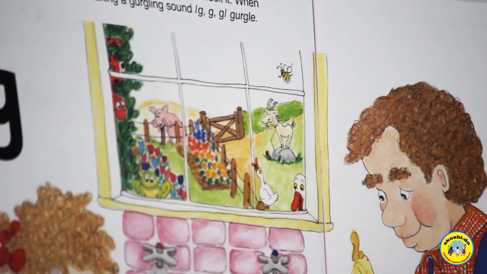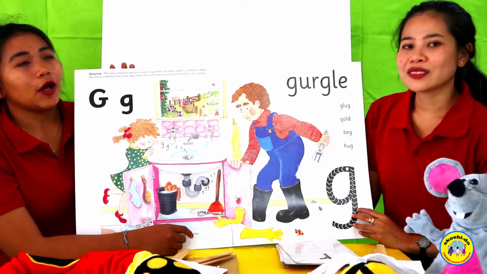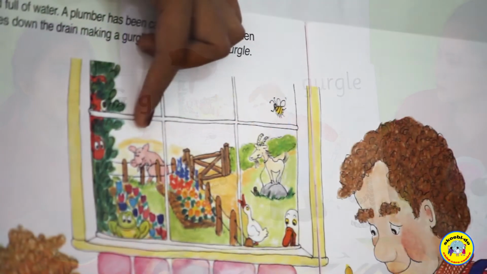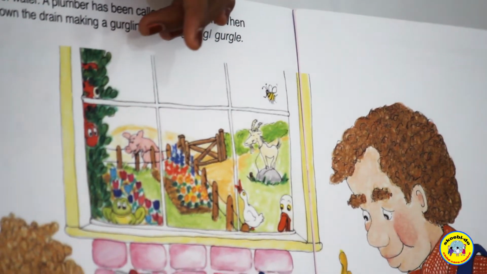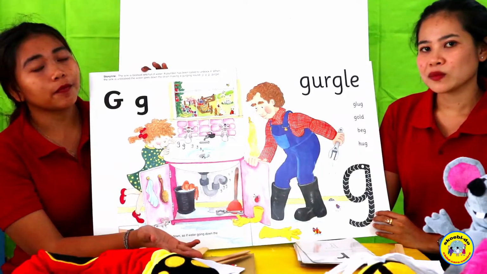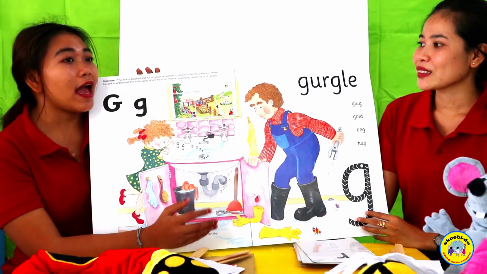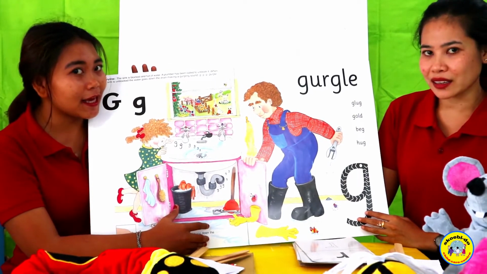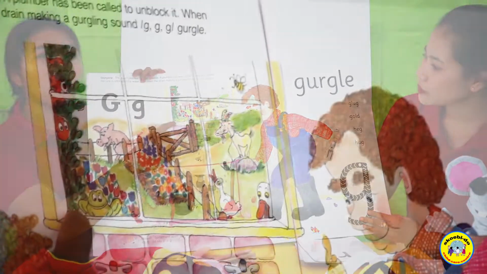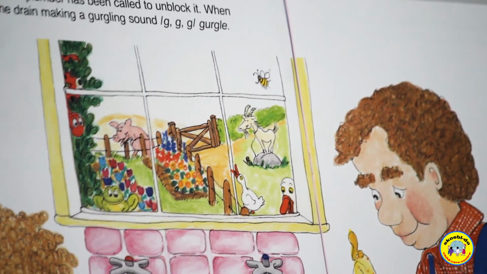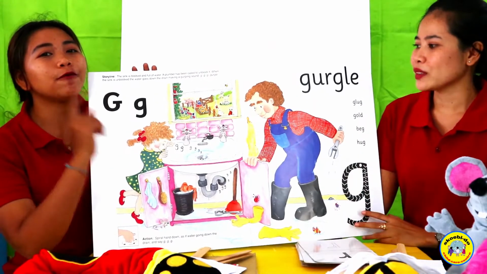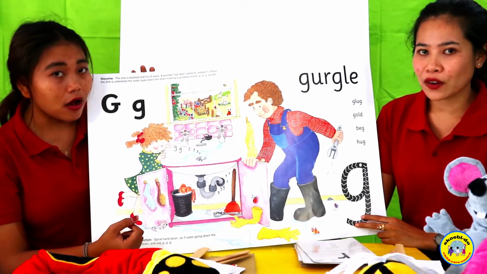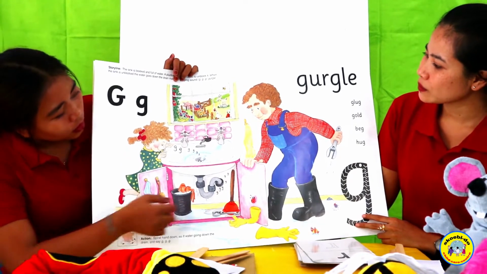Oh, look at this. What picture is this? Goat. Goat starts with letter G. And pig. How about pig? Does pig start with letter K? No, but pig has a letter K at the end. Pig. Yes. And how about frog? Does frog start with letter G? No, but frog has letter G at the end. Frog. Yes.